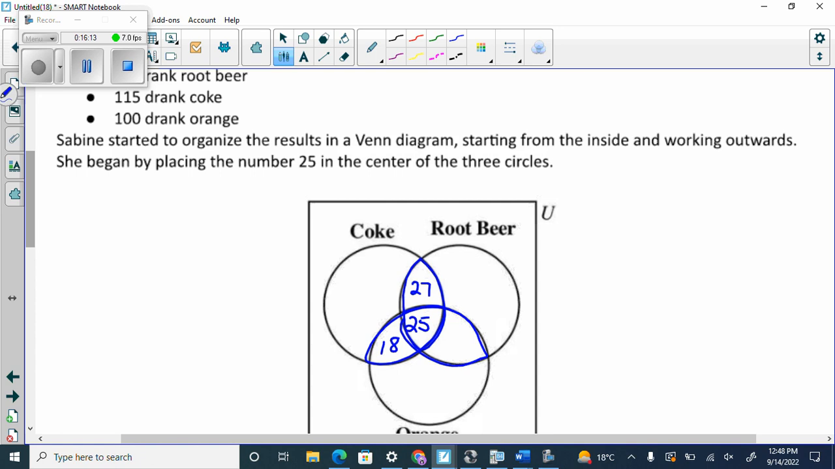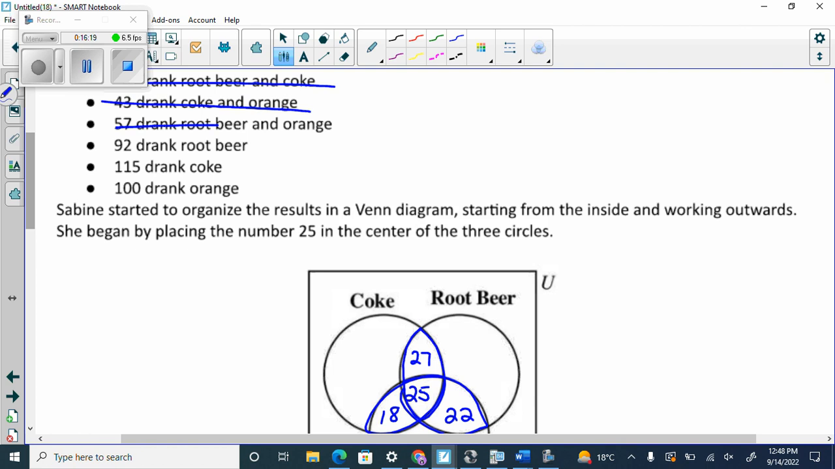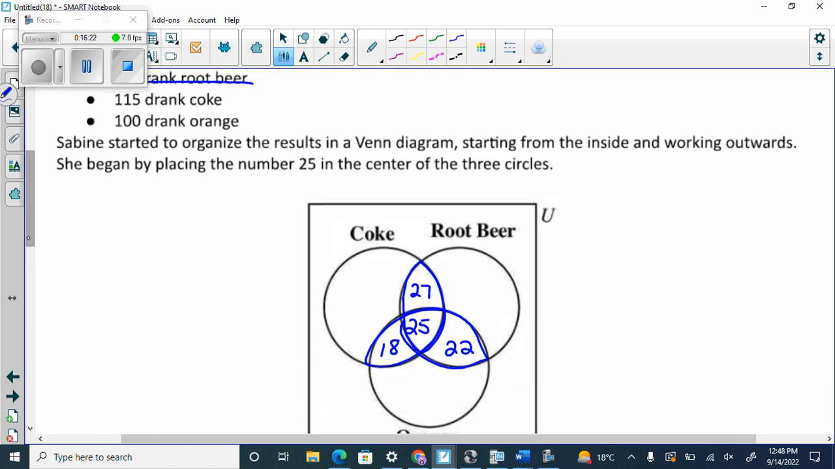22. Then we can move to our singles, and ors last if we have any. 92 drank root beer. So in here I have to have 92. When I subtract 27, 25, and 22 from 92, what do I get? How much? 8? It's 32.